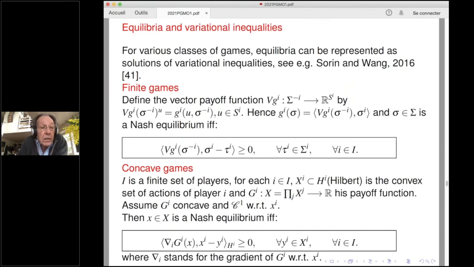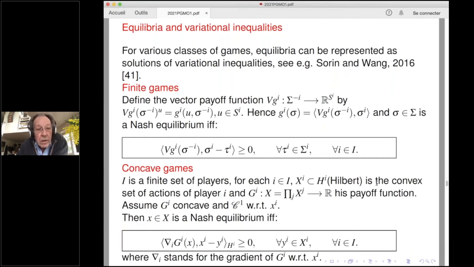Okay, so now let's speak about equilibrium and variational inequalities. For various classes of games, you can express equilibria as solutions of variational inequalities. It's not always true. I will discuss it, because the property for Nash equilibria is that the payoff has to be quasi-concave. Okay, and here we will ask for more.